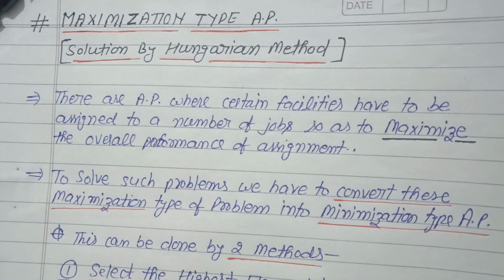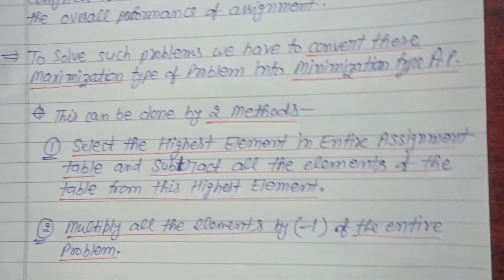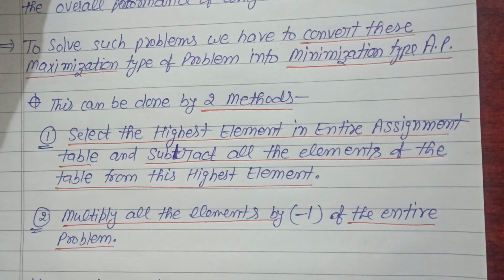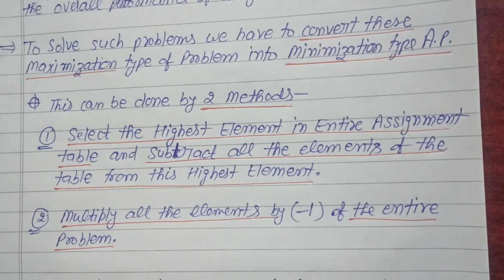So there are a number of assignment problems in which the assignment has to be made in such a way that the profit can be maximized. So for solving an assignment problem of maximization type, we first have to convert the maximization problem into a minimization type of assignment problem.